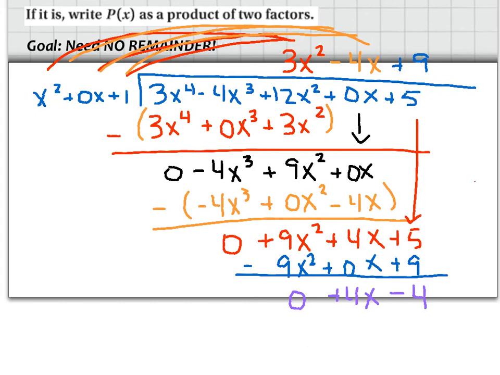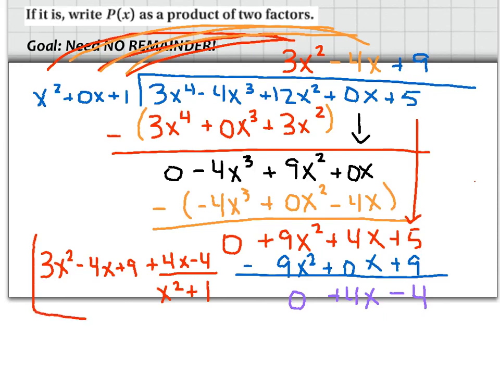So final answer here, if I was dividing it, would be 3x squared minus 4x plus 9. Then you would take the remainder, 4x minus 4, put it over the divisor, which remember was just plus 1. We don't have to write the 0x. And that would be the quotient. Now, the question was, is it a factor? Now, the answer is no, it's not, because I got a remainder.